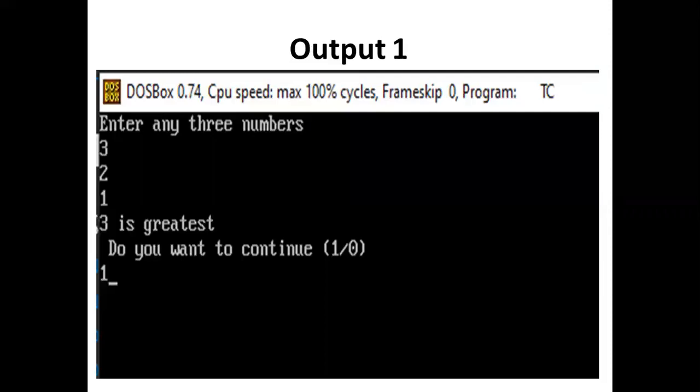Here is the output. Enter any three numbers. The user enters 3, 2 and 1. "3 is greatest. Do you want to continue? Press 1 or 0." The user presses 1.